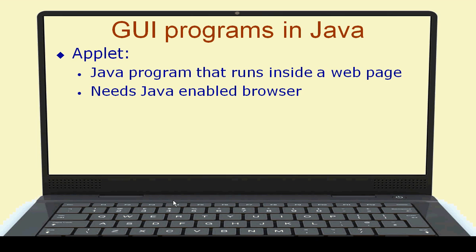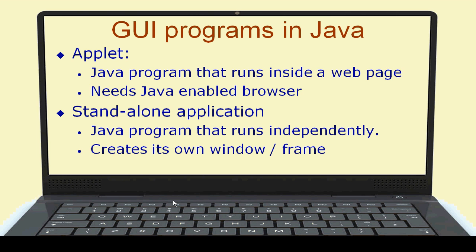The second type of Java GUI program is called a standalone application which runs independently. It creates its own window or frame.